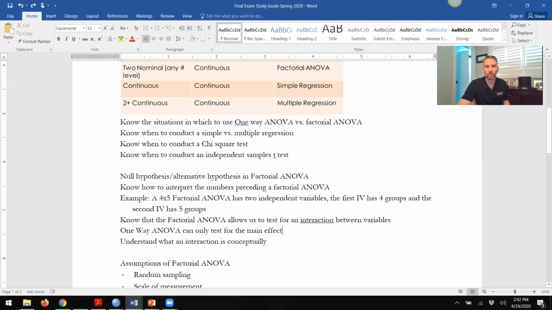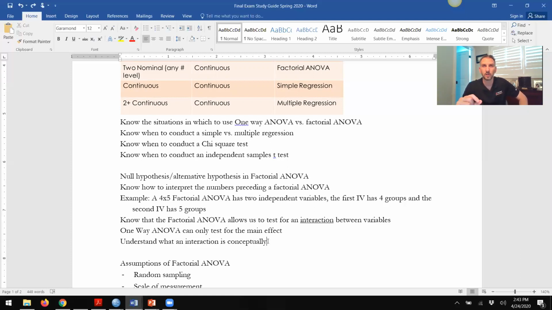The one-way ANOVA can only test for the main effect because there's only one variable in it. So you can't test an interaction when you only have one variable. And that's what the factorial ANOVA can do. And then finally, know what interaction is conceptually. And I've kind of explained this already. It means the effect of one variable depends on another variable. The way that one variable relates to the dependent variable depends on another variable.